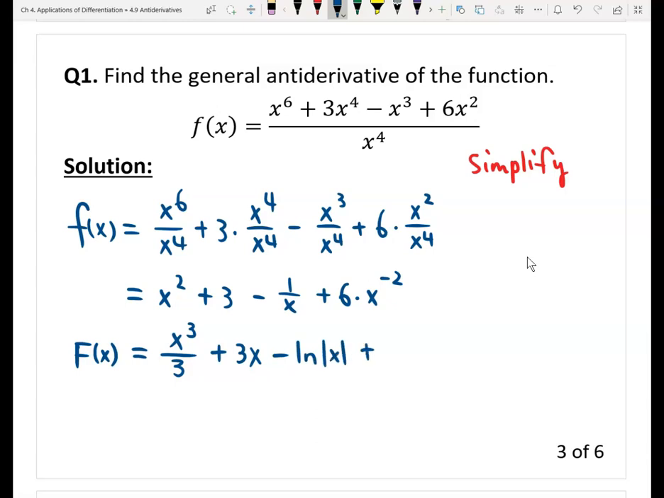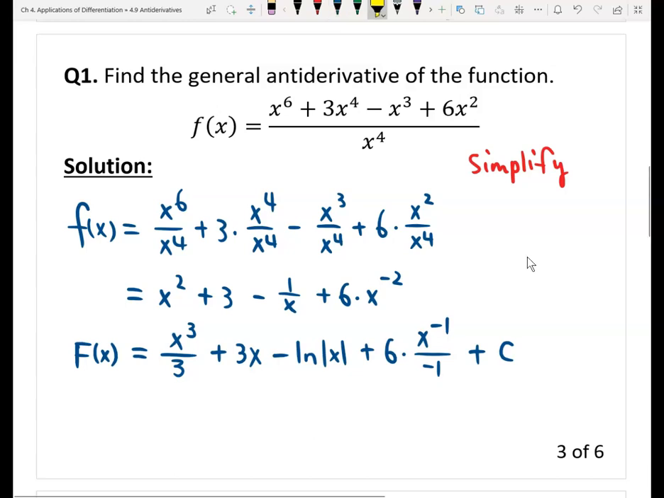Now the last term is 6 times x with the power of negative 2. The new power should be plus 1, increase by 1, which is negative 1, right? And then divided by the new power, which is negative 1. Have you seen? And don't miss, what do we need? This is just a particular antiderivative. We need a plus c. So that's the general antiderivative.